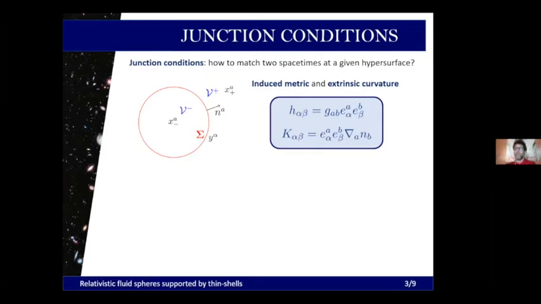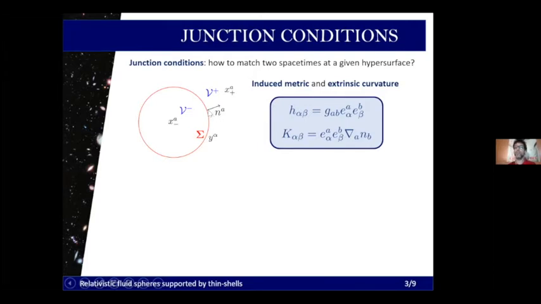The metric is a quantity that tells you how distances behave, so how to compute distances in a given spacetime. The induced metric is a particular form of this function that tells you how to compute distances on a surface with one less dimension than the full spacetime. So if your spacetime here is 4 dimensional, so 3 spatial dimensions and 1 time dimension, this induced metric represents the distances on the surface of this sphere. So this is going to be 2 spatial dimensions and 1 time dimension.